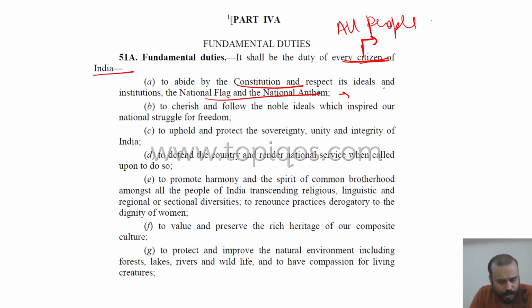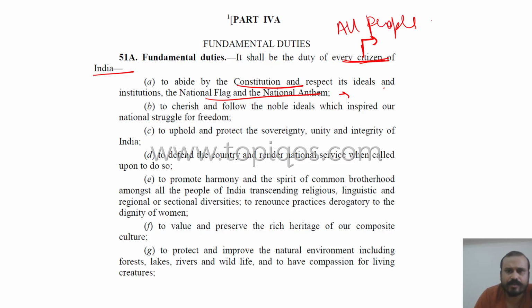All the provisions, what will amount to disrespect of the flag, how you have to unfurl the flag, how you have to hoist the flag, each and everything is mentioned in the National Flag Code. What's the point here? It's a civic duty because it is specific, and law regarding it already exists.